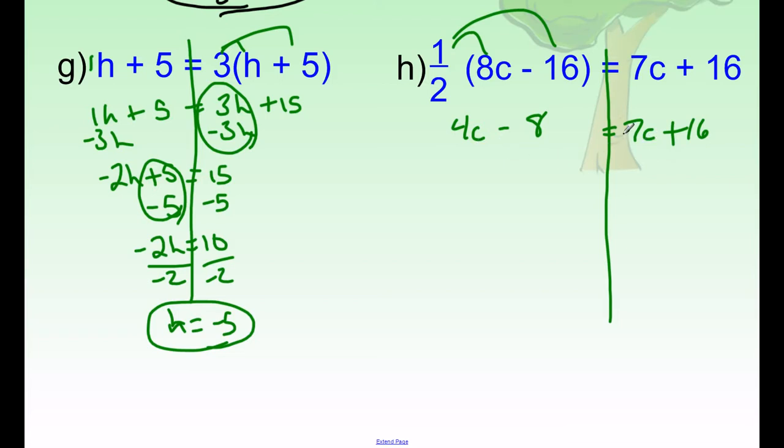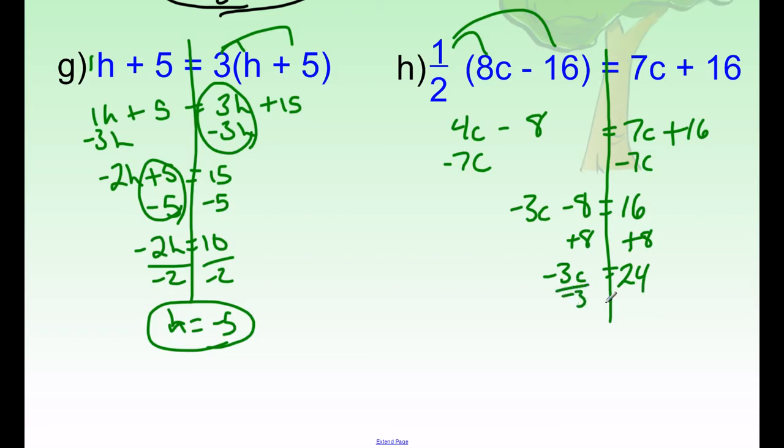So now we start getting rid of variables. I've got variable on both sides. Get rid of the one on the right. Minus 7c, minus 7c. Then we have negative 3c. Everything else just comes along for the ride. Getting rid of the negative 3 will be last, so getting rid of this minus 8 will be first. Add 8 to both sides. Negative 3c equals 24. And then divide by negative 3 on both sides. C equals negative 8.